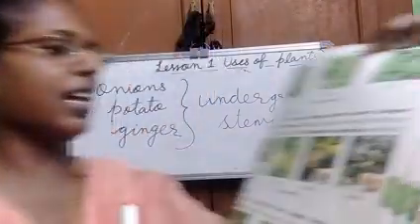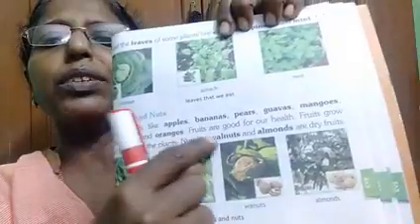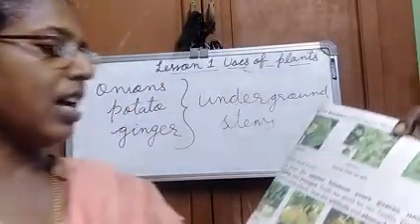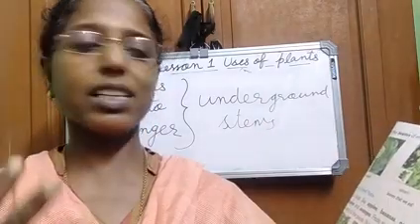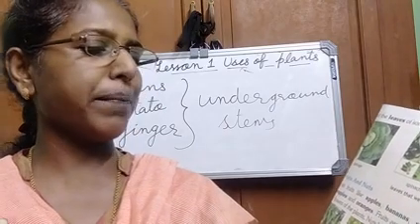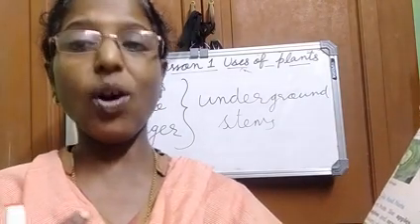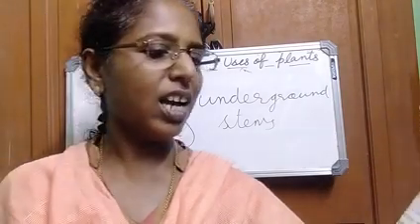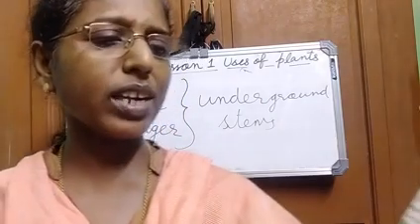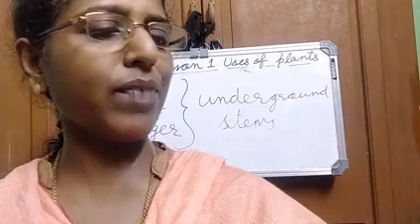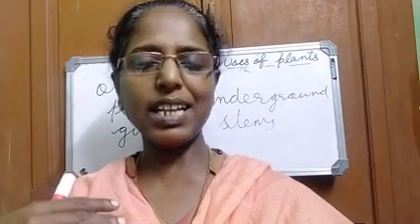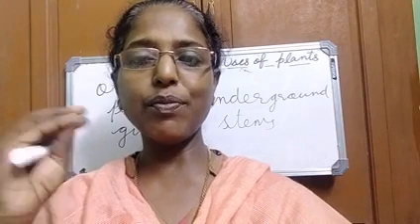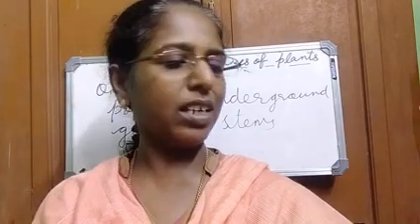Okay, the next: fruits and nuts. Different types of fruits and nuts we are using. We eat fruits like apple, banana, pear, guava, mangoes, pineapples and oranges. All these fruits we are eating. Fruits are good for our health. Fruits grow from flowers of the plants. This also we learned in our previous lessons. From the flowers, fruits are growing.